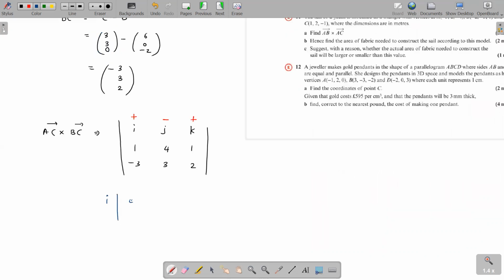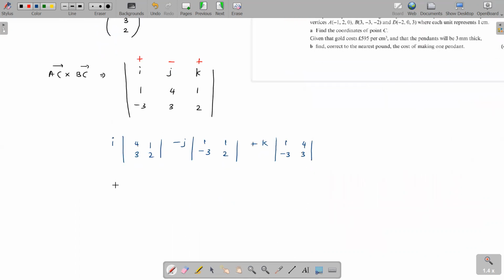i times 4, 3, 1, 2 minus j times, remove the row and column, 1 minus 3, 1, 2, plus k times 1 minus 3, 4, 3. Okay, so what do we get here? i times multiplying 4 times 2 is 8 minus 3 times 1 is 3. Minus j times 1 times 2 is 2 minus minus 3 into minus 1 is minus 3. k into 1 into 3 is 3 minus 3 times minus 3 into 4 is minus 12. So I get here 5i minus 5j plus 15k. Is this okay? So this is the AC cross BC, the answer for the first part.